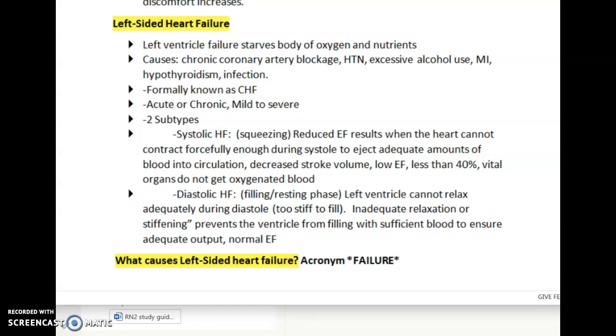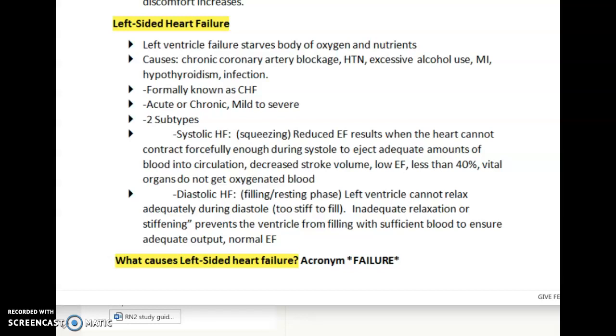Systolic heart failure, which is squeezing. The squeezing phase, reduced EF, results when the heart cannot contract forcefully enough during systole to eject adequate amounts of blood into circulation. Decreased stroke volume, low EF, less than 40%. Vital organs do not receive oxygenated blood.